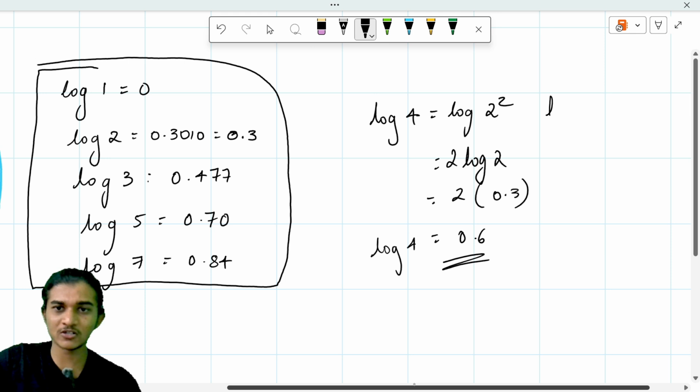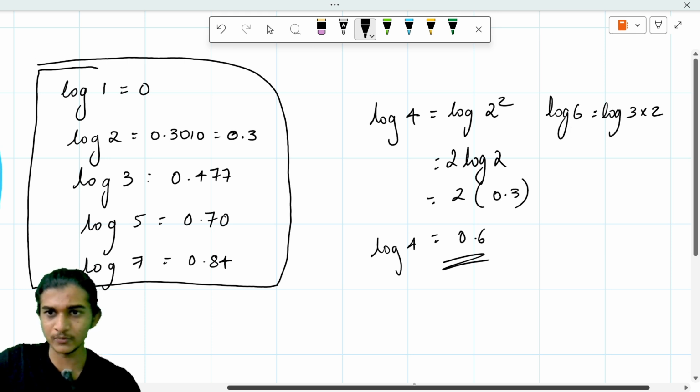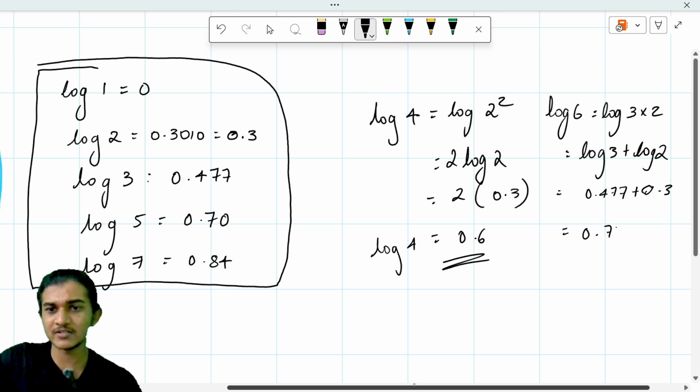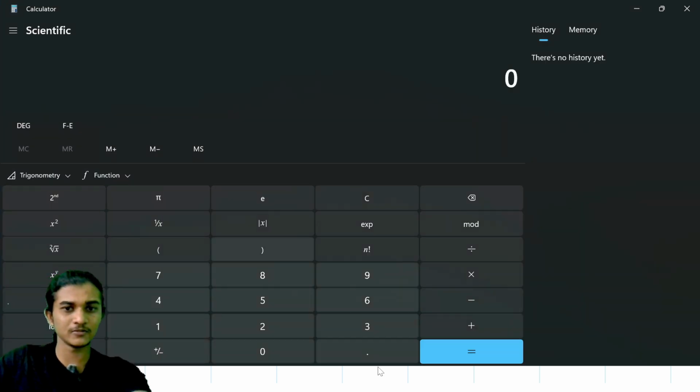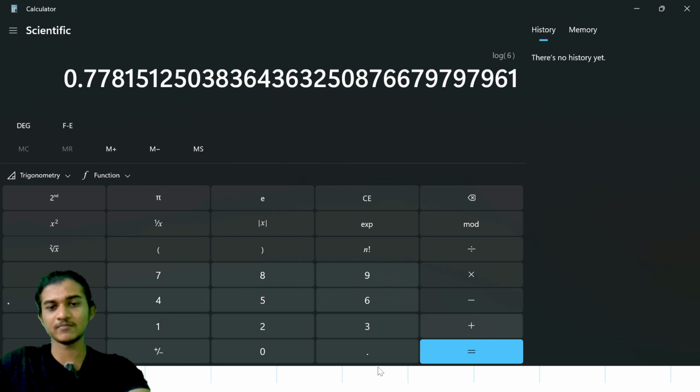Suppose you want to find log 6. Log 6 is log of 3 into 2. So log 3 plus log 2 using property 1. Log 3 is 0.477 and log 2 is 0.3, and just add them: 0.777. That's it. If you want to cross verify this, you can use the calculator. So log 6, see, 0.77, almost the same.